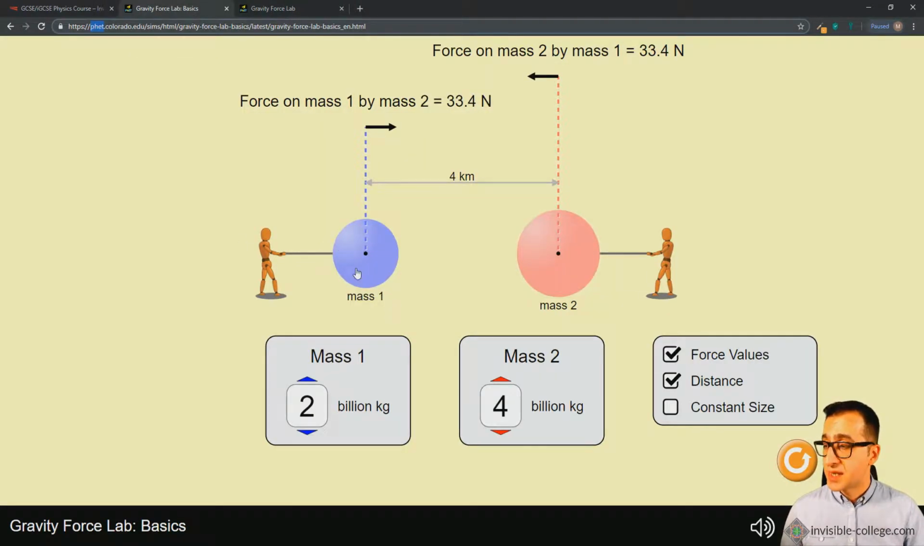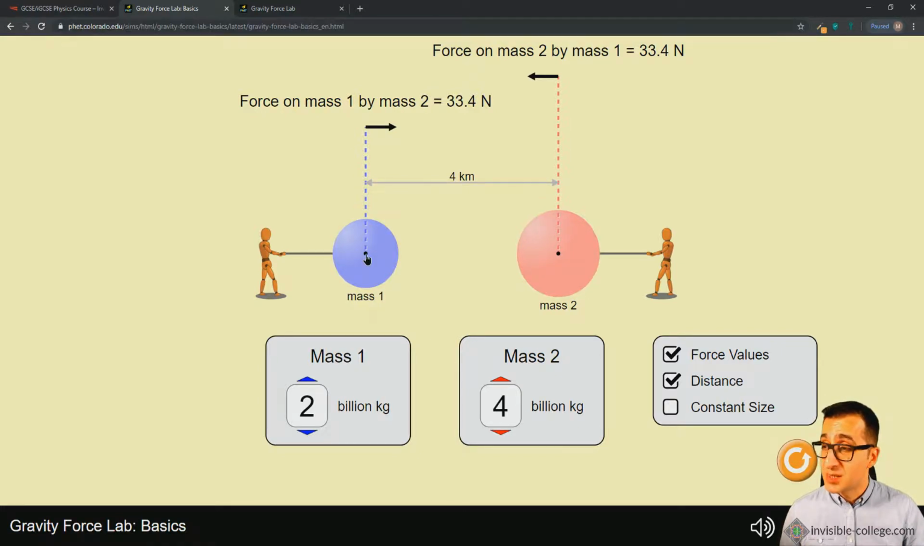In this case, we have two masses, M1 and M2, and we have separated them by a distance of 4 kilometers, and we can see that mass 1 has a mass of 2 billion kilograms. Mass 2 has a mass of 4 billion kilograms, and we can see here that the force on mass 1 exerted by the gravitational field of mass 2 is equal to 33.4 newtons. Now again, these forces come in pairs, and Newton's law of universal gravitation and Newton's third law dictate that the force of mass 2 pulling on mass 1 is going to be equal in size and opposite in direction to the force of mass 1 pulling on mass 2. So you can see these two forces are equal.